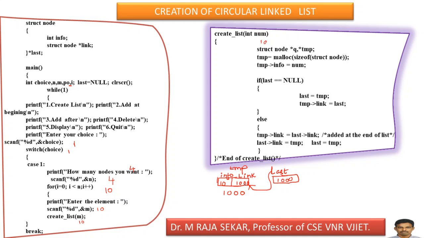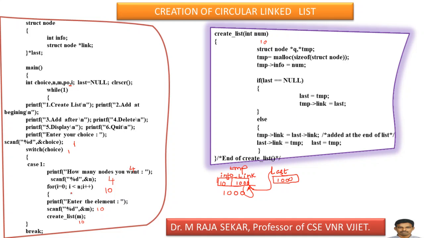Therefore, here it's 1000. What does this mean? This pointer points to itself. It's like this, isn't it? tmp->link equal to last means this one. How can I say? This is a circular linked list with a single node, isn't it? Yes. Now where will you go? Since the if condition is satisfied, we will not enter inside the else block. This particular function is executed. Again, where will you go?